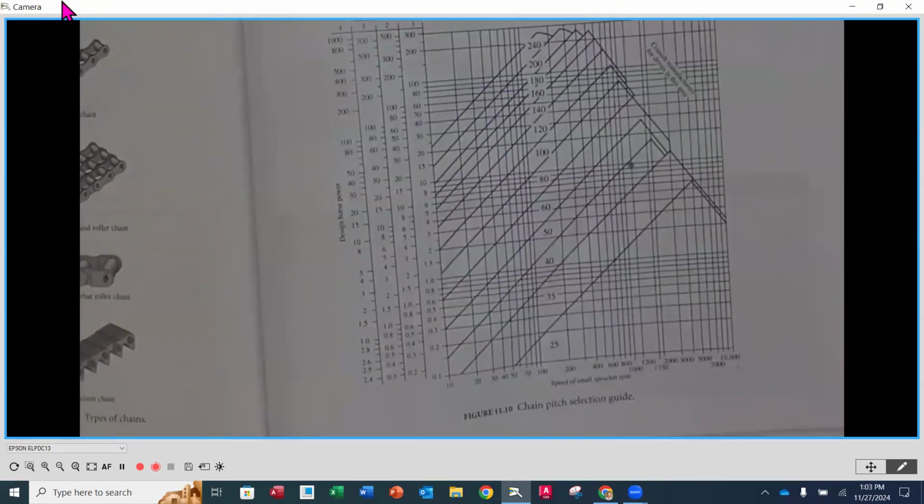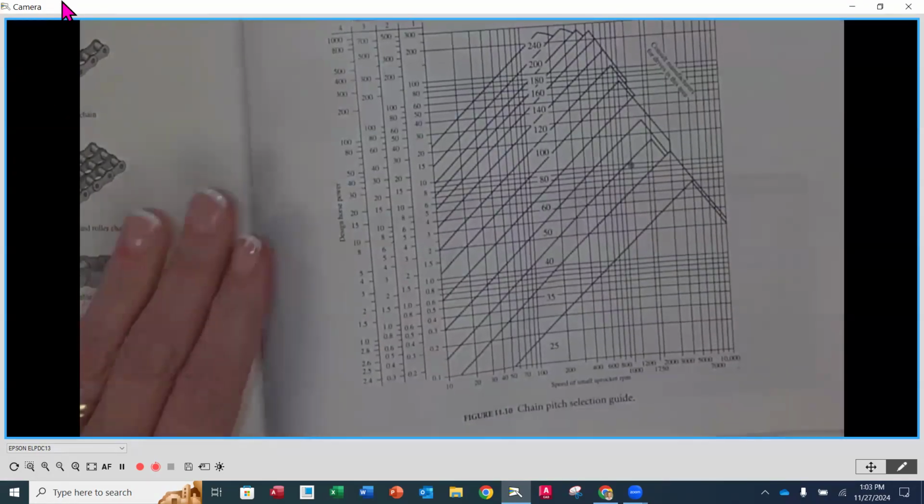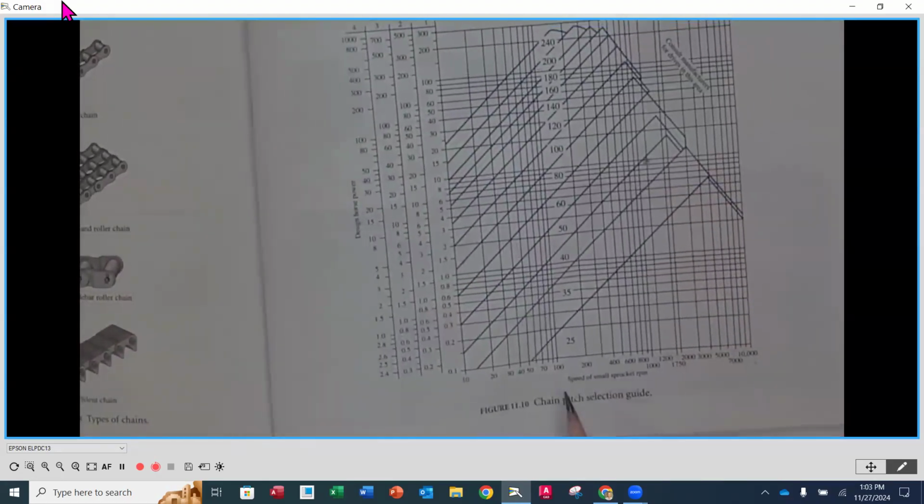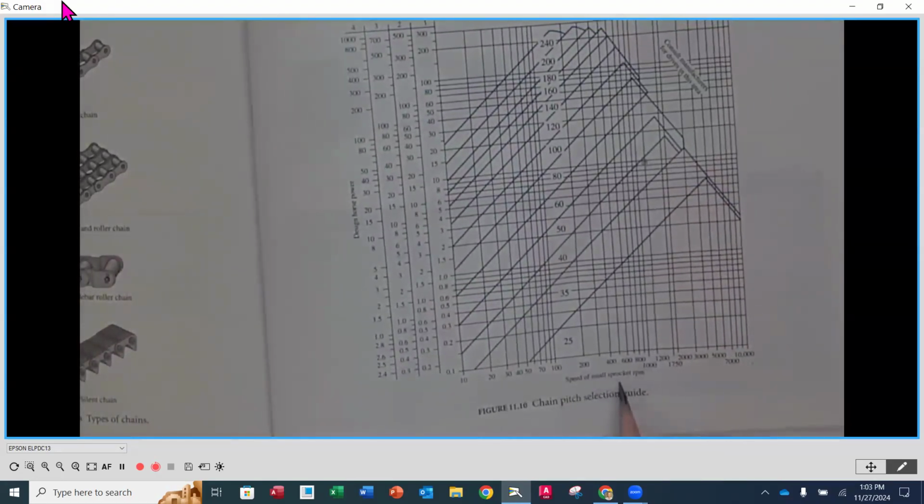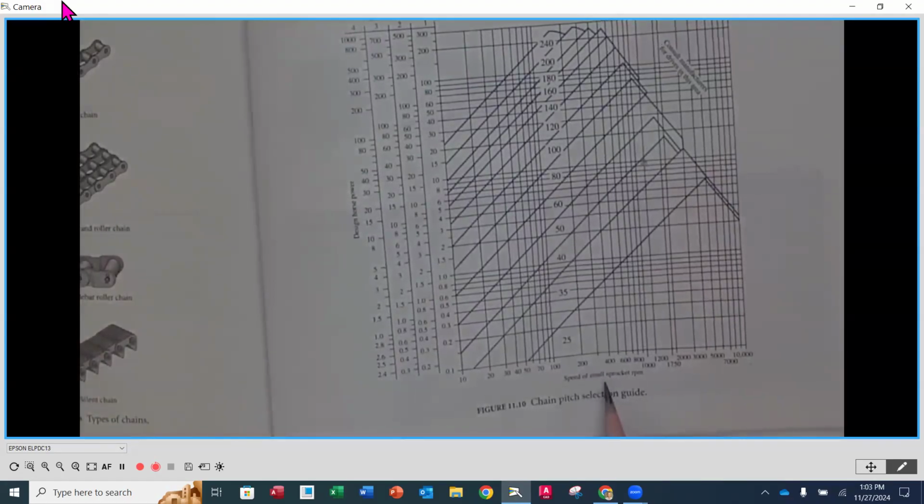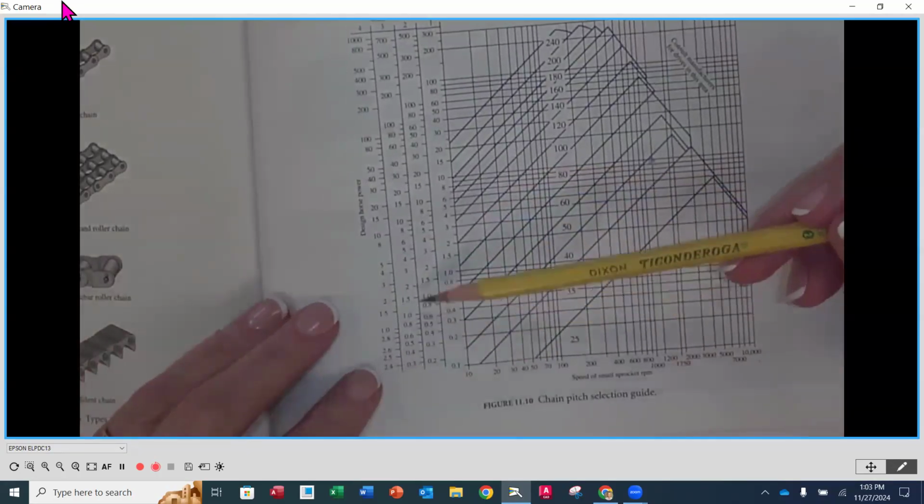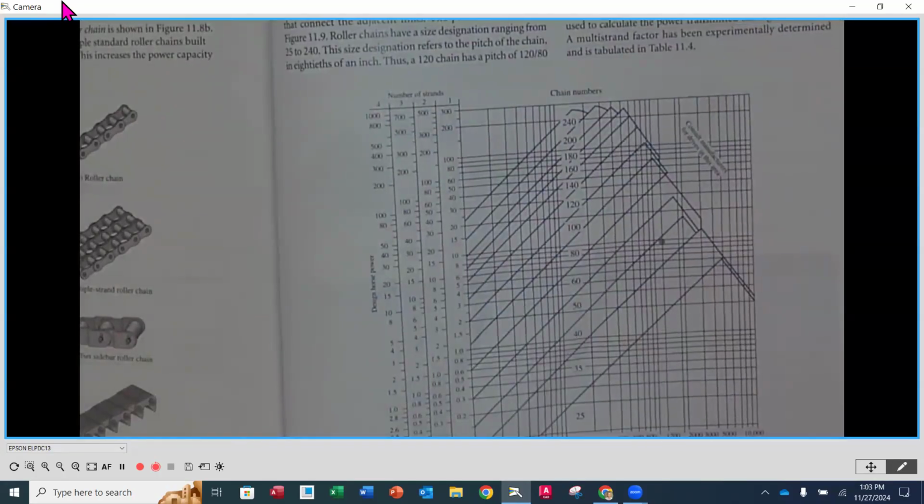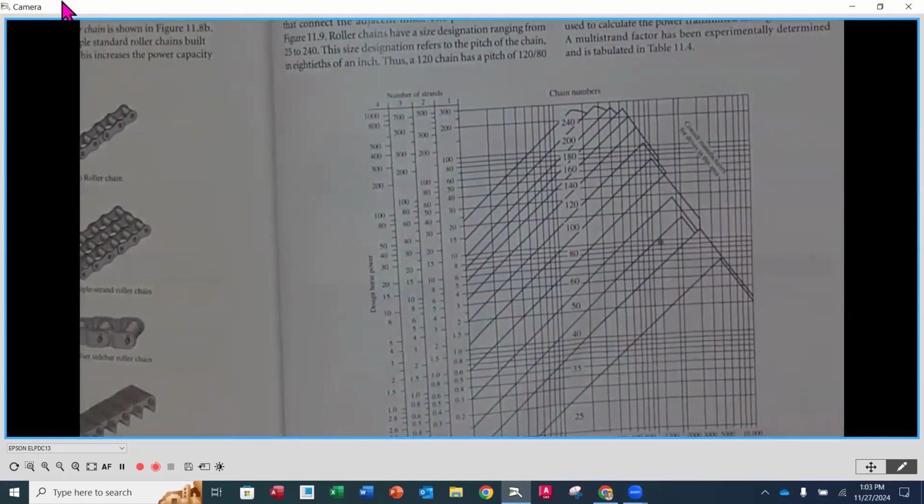That's going to be our pitch, our chain number, okay? You're going to notice the two columns that we have here: the speed of the small sprocket in RPMs, and then over on the right-hand side, what we call design horsepower. Now, for the problems that we have, we're just going to use the horsepower that's given to us.